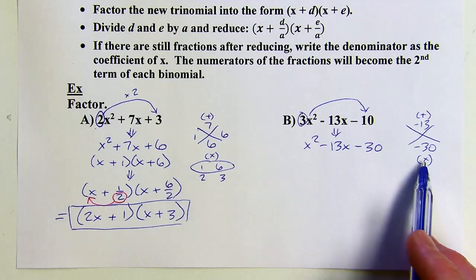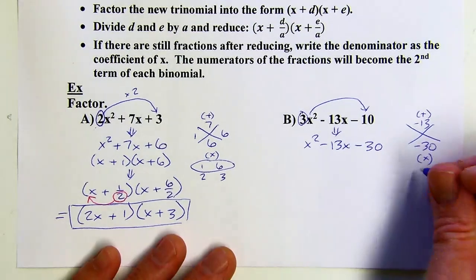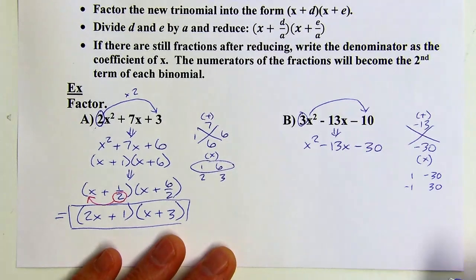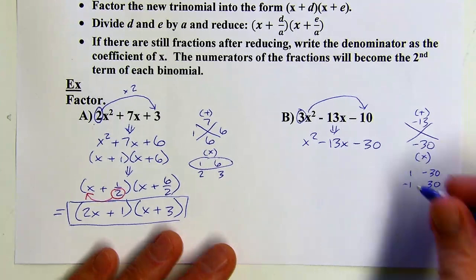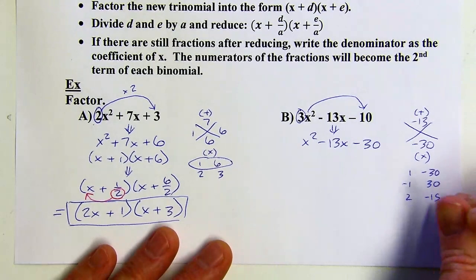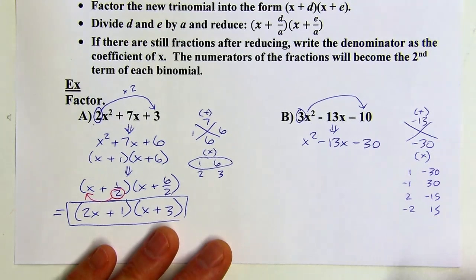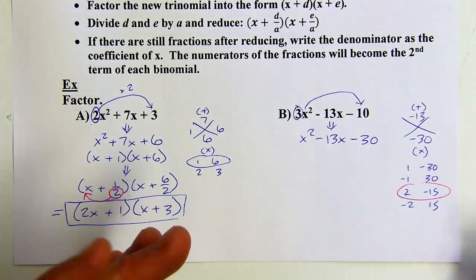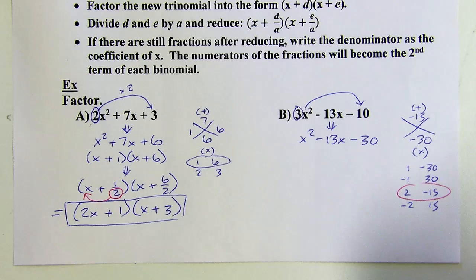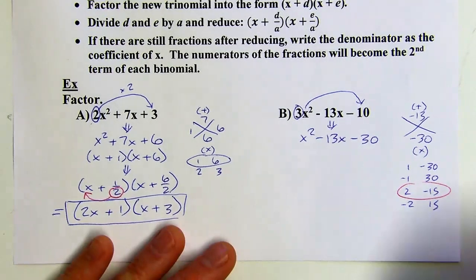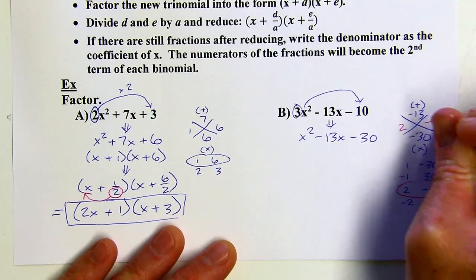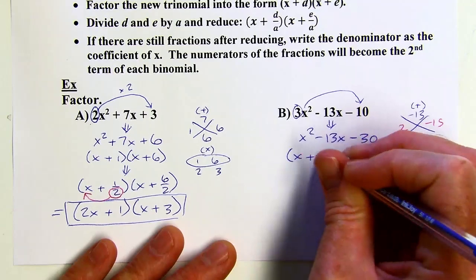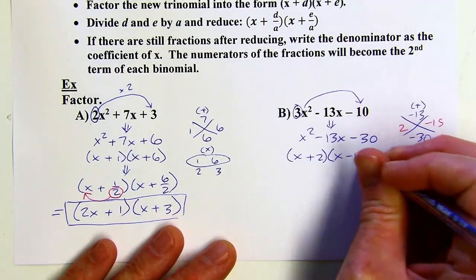So since I'm multiplying to get a negative, I'm going to need a negative and a positive. So I'm just kind of brainstorming some different ways. Well, neither of those is going to add to negative 13, so let's keep looking. Okay. And hey, I found one. So yeah, it's true, you could use a 5 and a 6 if one of them's negative. But I already found a winning combo, so I'm going to stop there. So 2 and negative 15 works. So this will factor into x plus 2 times x minus 15.